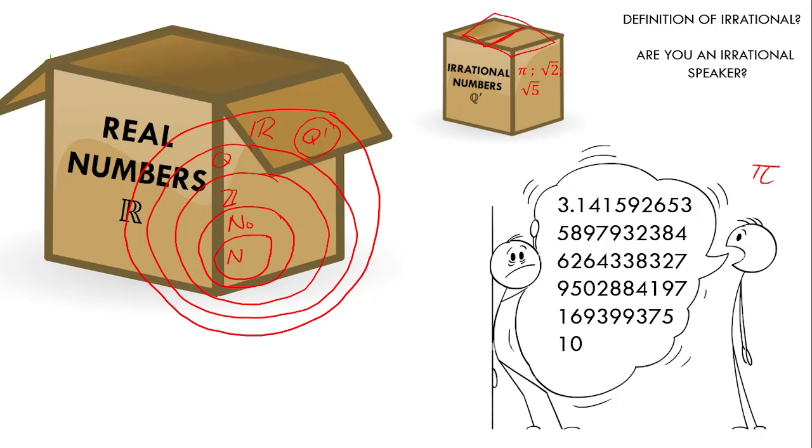So what can we say? Irrational numbers are really long decimals. The square root of 2 is a really long decimal. The square root of 5 is a really long decimal. And that is what irrational numbers are. Let's look at those other two closed boxes.